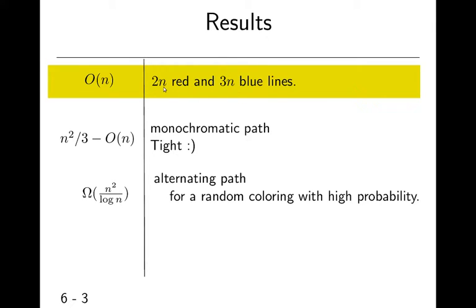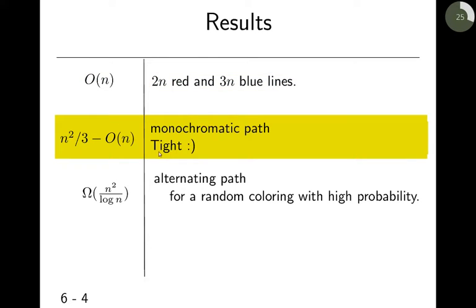But what we can show is, at least if this is pretty balanced, like 2 red and 3 blue, then we still have an upper bound of O of n on the longest alternating path in the worst case. So we give this example where this happens.